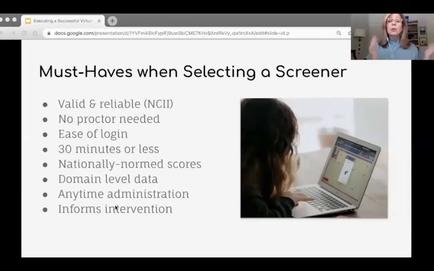Now, of course, students who are learning at school will take it there. Having the same screening tool for both on-site and virtual students helps you track growth of all students and ensures that both groups are moving forward equally.